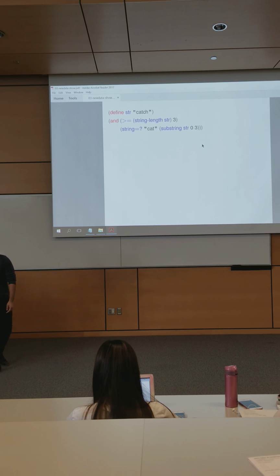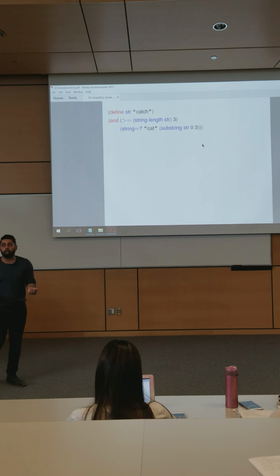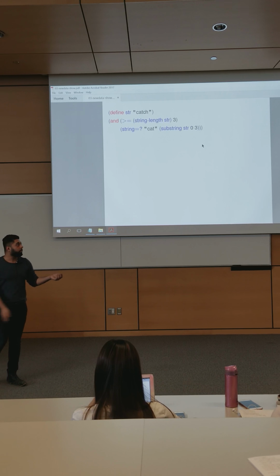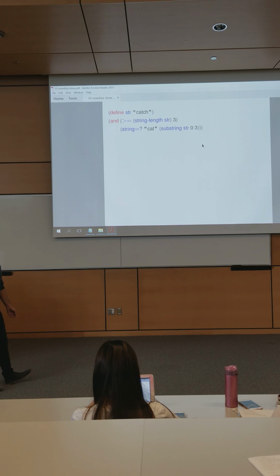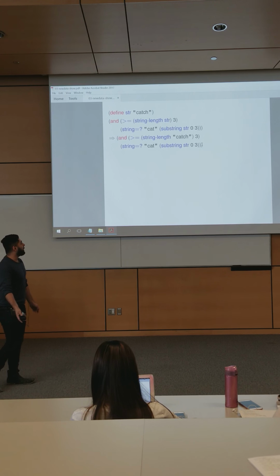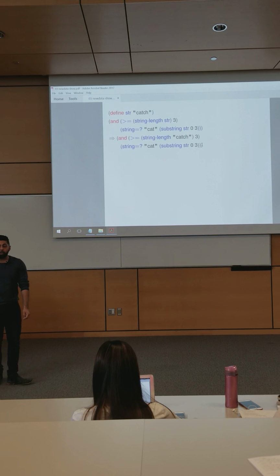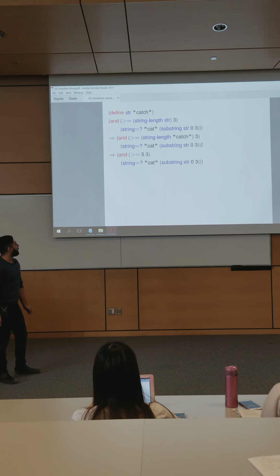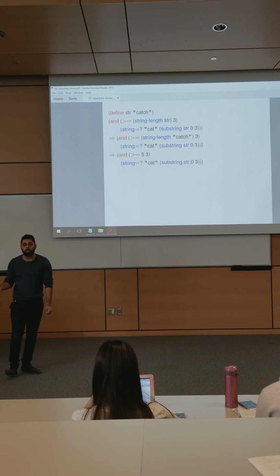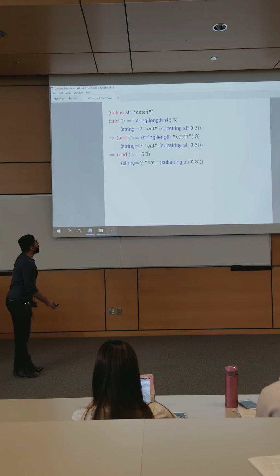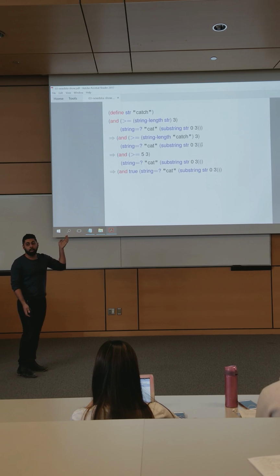Okay, so we define another variable catch, and then we call the good str on catch. Same code, except now we're doing it with a longer length string. So what happens? The first thing that happens is we pass in catch for str, and we get the string length of catch, and then we evaluate it. The string length of catch is 5. So then we get and is 5 greater than or equal to 3. That's true. So now we get and true followed by some expression.